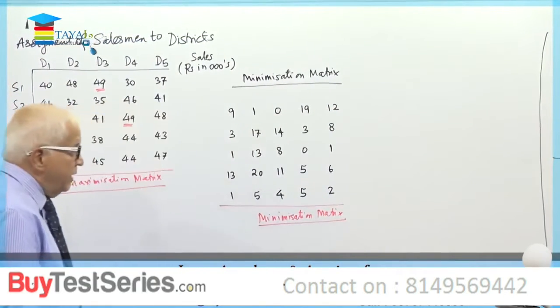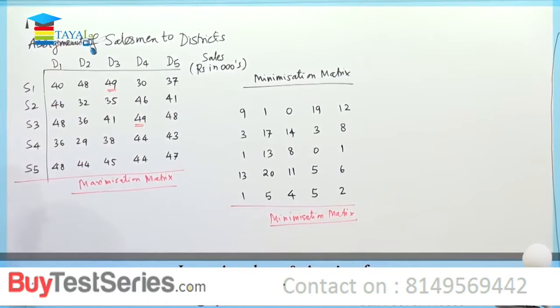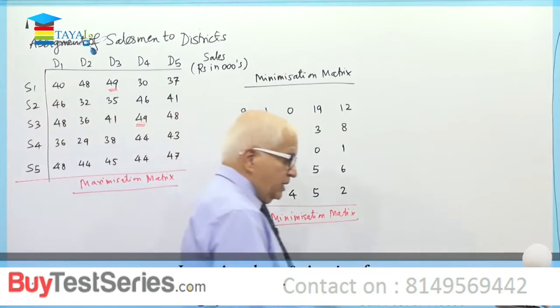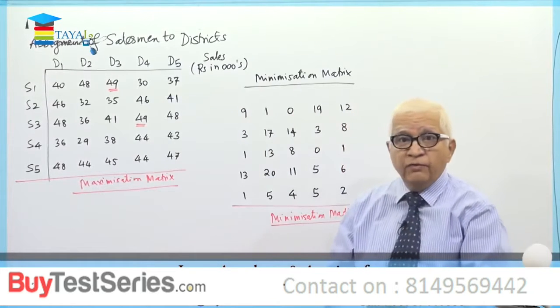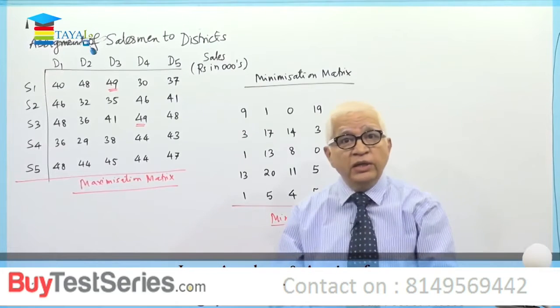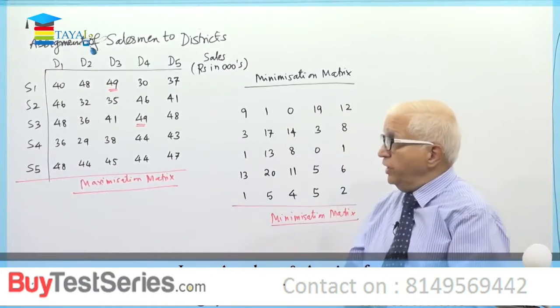Now look at this matrix. The maximum sales which I can make out from this matrix is 49,000 rupees. Zeros are omitted, so I'll say 49. Fine. Now 49,000 rupees is the maximum sale which can be achieved at two places, S1, D3. For example, if salesman S1 is assigned to district D3, the resulting sales would be 49,000. So I would love to make an assignment of salesman S1 with district D3.